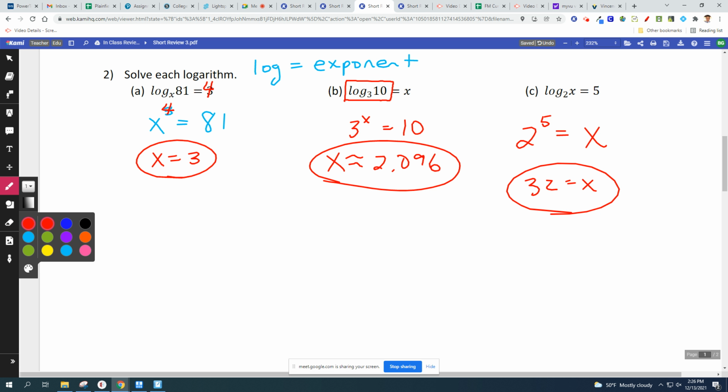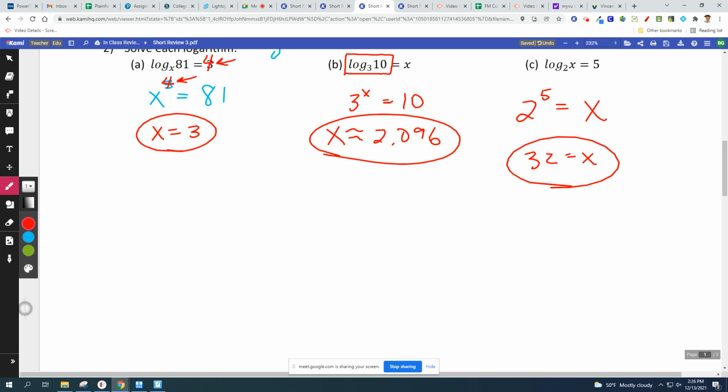Yeah, because I changed the problem. When it was a 3, it was not going to work out nice. You can still do the problem, but it turned into a really gross number. But yes, I changed this to a 4, and so yes, this would be a 4. X to the 4th power equals 81.